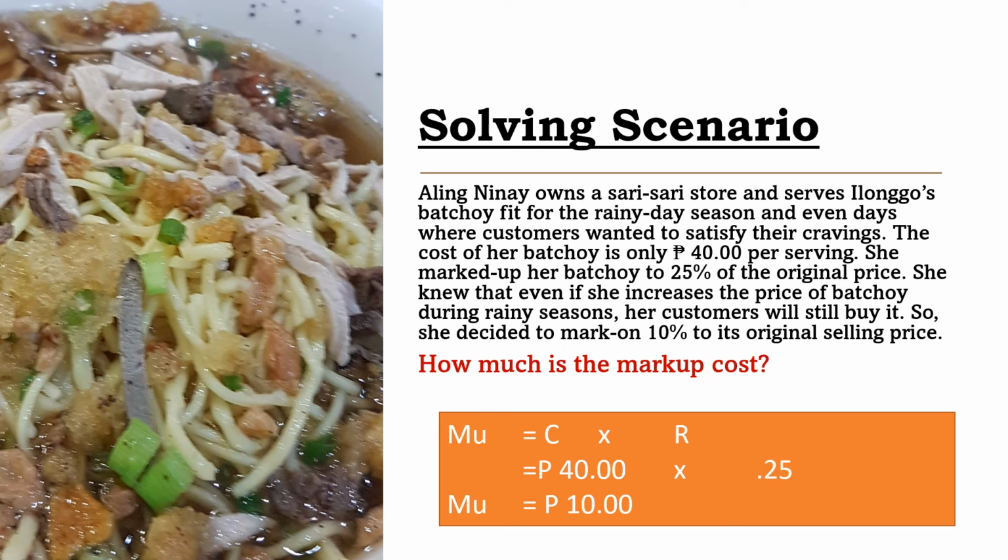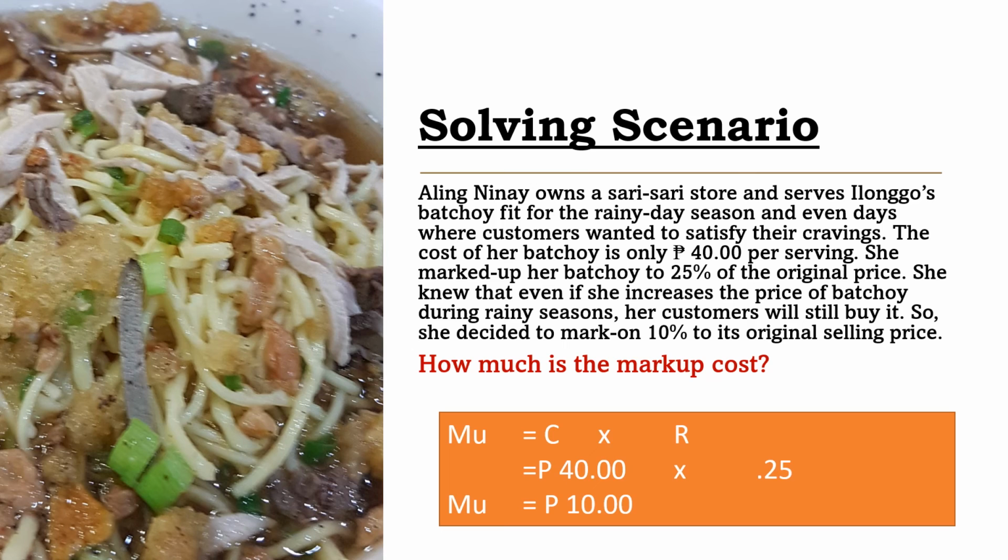Let us read. Aling Ninay owns a sari-sari store and serves Ilonggo's bok choy feet for the rainy day season and even days where customers wanted to satisfy their cravings. The cost of her bok choy is only 40 pesos per serving. She marked up her bok choy to 25% of the original price. She knew that even if she increases the price of bok choy during the rainy seasons, her customers will still buy it. So she decided to mark on 10% to its original selling price. The question is, how much is the markup cost?